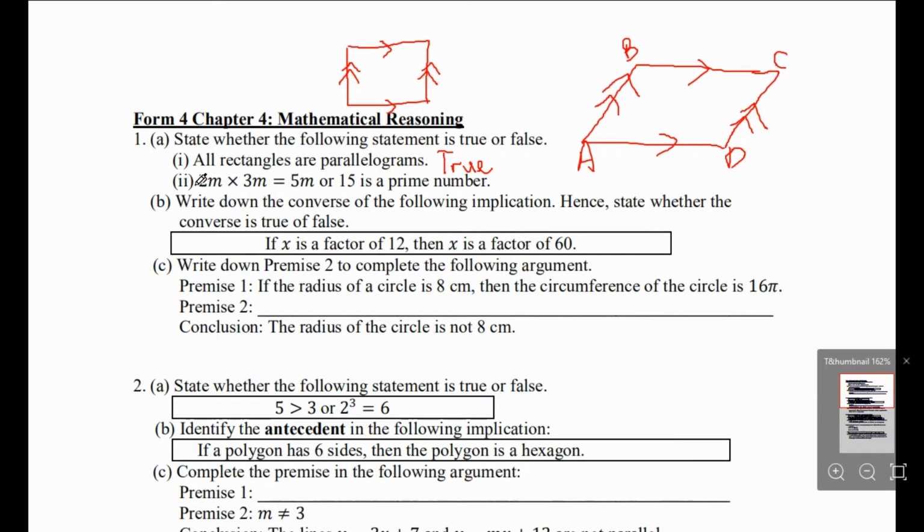Number 2, 2m multiplies with 3m equals to 5m. So 2 times 3, we should have 6. m times m is m squared. So this statement is false.